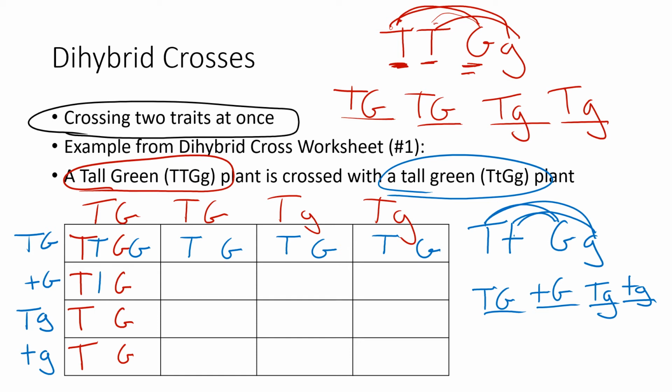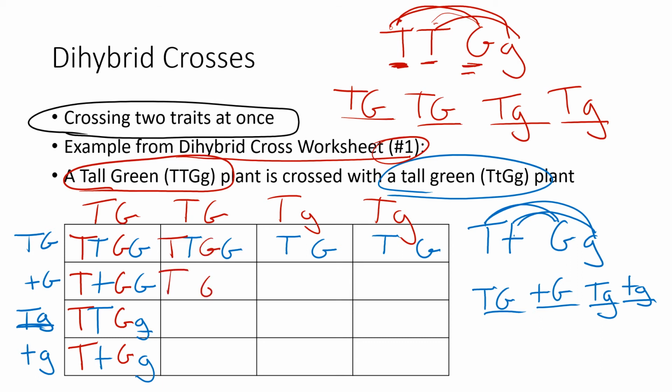And so we could do the same thing here. Notice I'm just copying whatever letters are over here into the box. And so we get a view of the potential offspring. So instead of having 4 potential outcomes, we now have 16 potential outcomes. So we're going to go ahead and continue to do this, so kind of follow along. This is actually from your dihybrid cross worksheet. It's number 1 on there. So you can look at this with me.